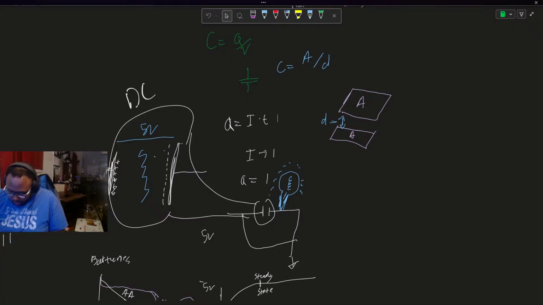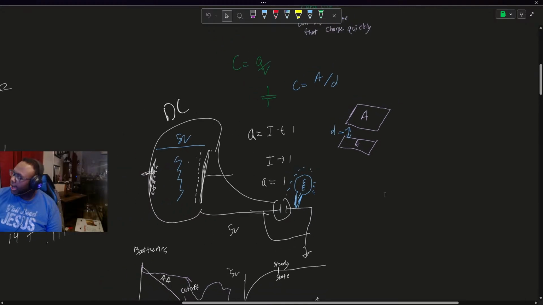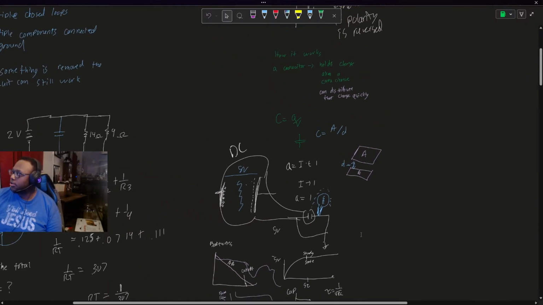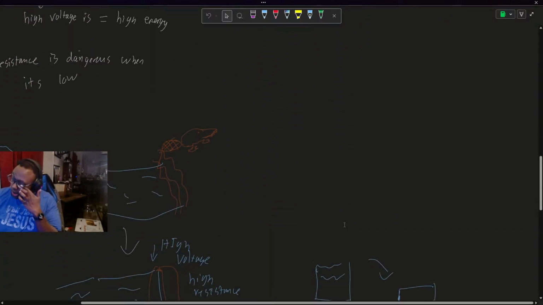A short circuit. So I guess the next thing we can talk about is short circuits. Well, actually, now I can talk about resistors, because you asked that question about short circuiting.